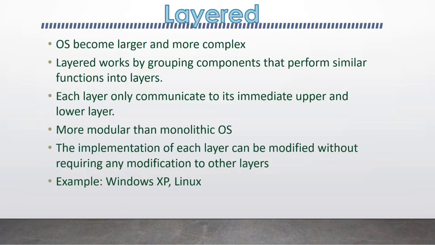Now next we will discuss the layered system. Operating systems became larger and more complex. Layered works by grouping components that perform similar functions into layers. Each layer only communicates with its immediate upper and lower layer, more modular than a monolithic operating system. The implementation of each layer can be modified without requiring any modification to other layers. Example, Windows XP and Linux.